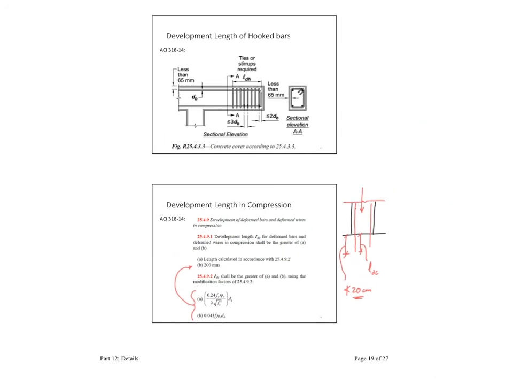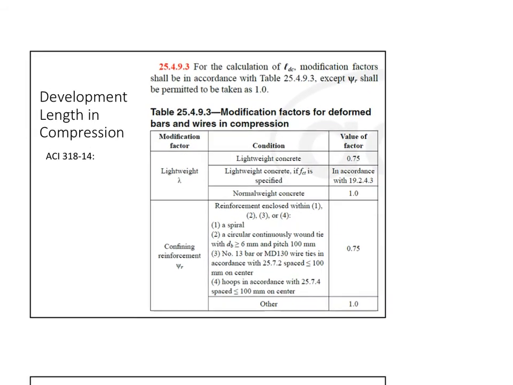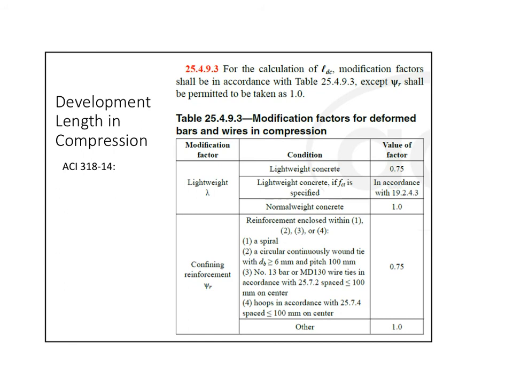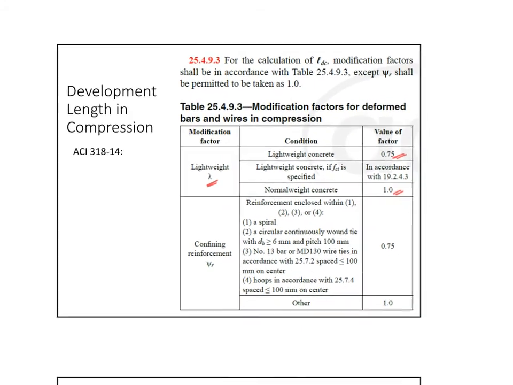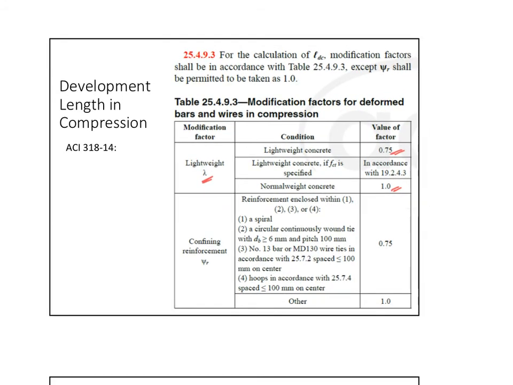Now going to defining the factors inside these equations. This is Table 25.4.9.3. We have again the lightweight concrete definition. We take it either 0.75 or 1, depending on whether it's lightweight or normal weight. Most of the concretes we use are normal weight, so we go with 1. In case lightweight is used, and we have a specification of FCT, then we have to go to the provisions in Chapter 19 and find out how to calculate lambda.